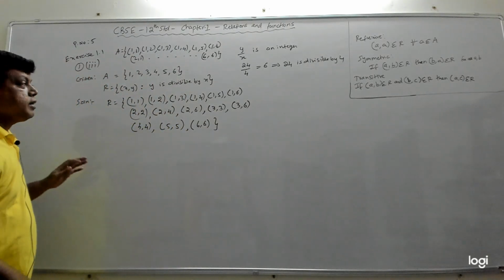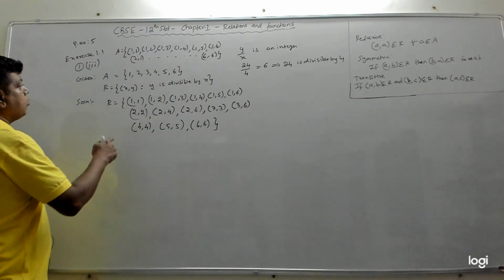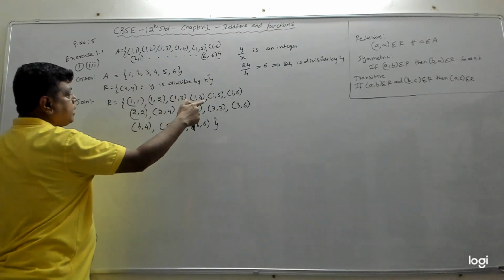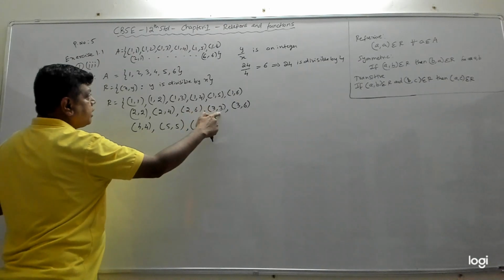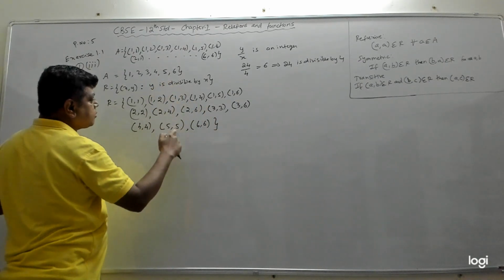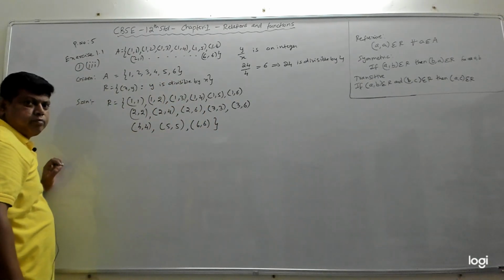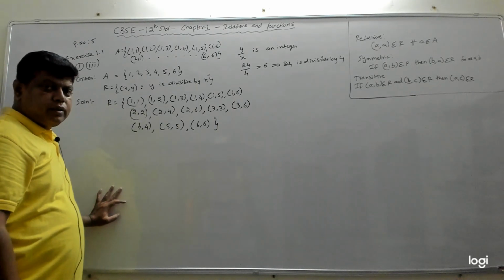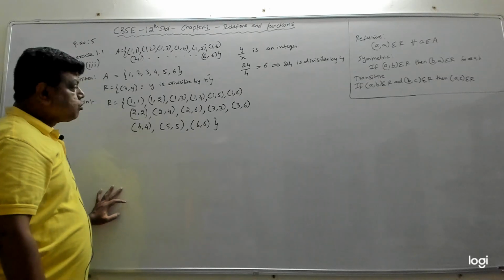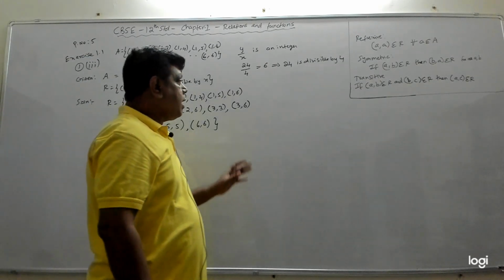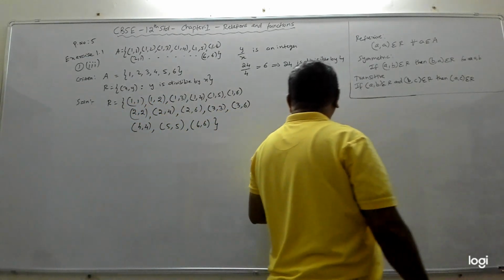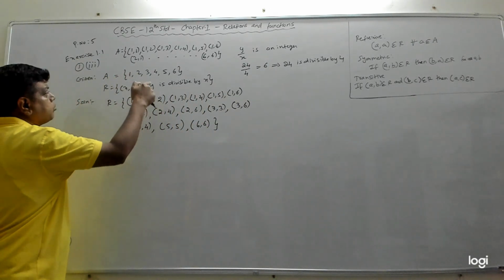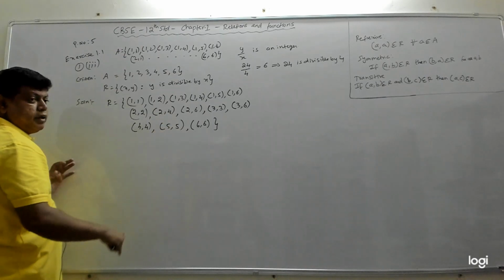Now we need to check whether it is reflexive, symmetric, transitive and all that. Now to find reflexive, 1 comma 1 should be here, 2 comma 2 should be there, 3 comma 3 is also there, 4 comma 4 is also there, 5 comma 5 is also there, 6 comma 6 is also there. So we can say it is reflexive. That is one way. We manually checked whether every element of A, 1 comma 1, 2 comma 2, 3 comma 3, is there or not. It is there.